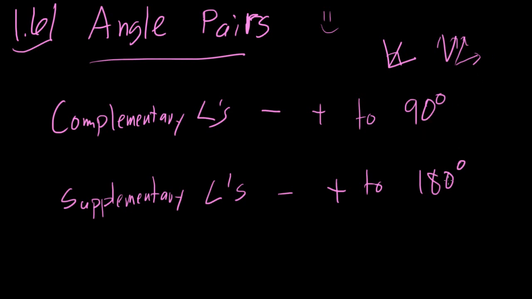Some people have trouble remembering which is which. I always just remember C comes first in the alphabet, 90's the smallest, S comes last in the alphabet, 180's the largest, and once I thought about that once, I never forgot which was which again. So C comes first, 90 comes first, S comes last, 180 comes last. Now we have that out of the way.